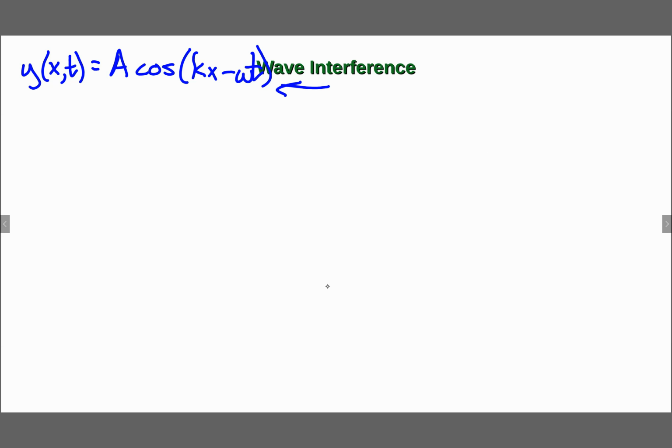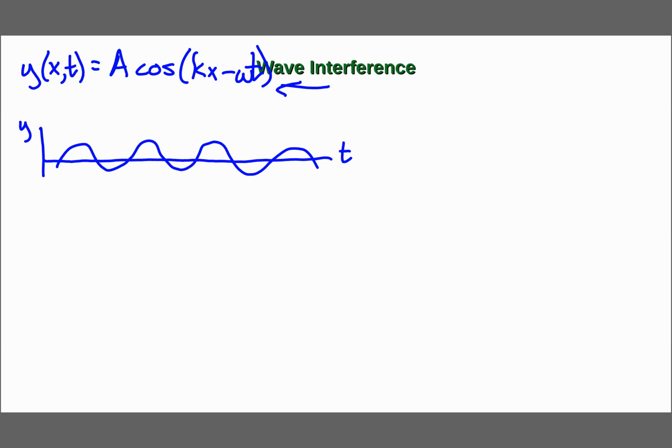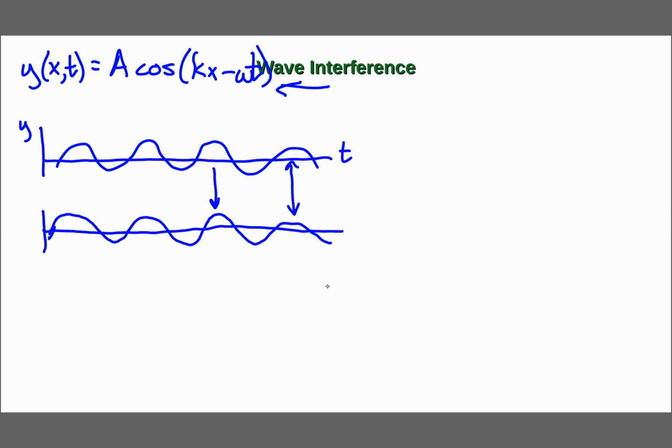But let's say for a given spot, one wave going through looks like this, okay? Where this is time, and this is y. And then the other wave going through the same spot looks, as best I can draw it here, just like it, okay? So the peaks match up, and the troughs match up.